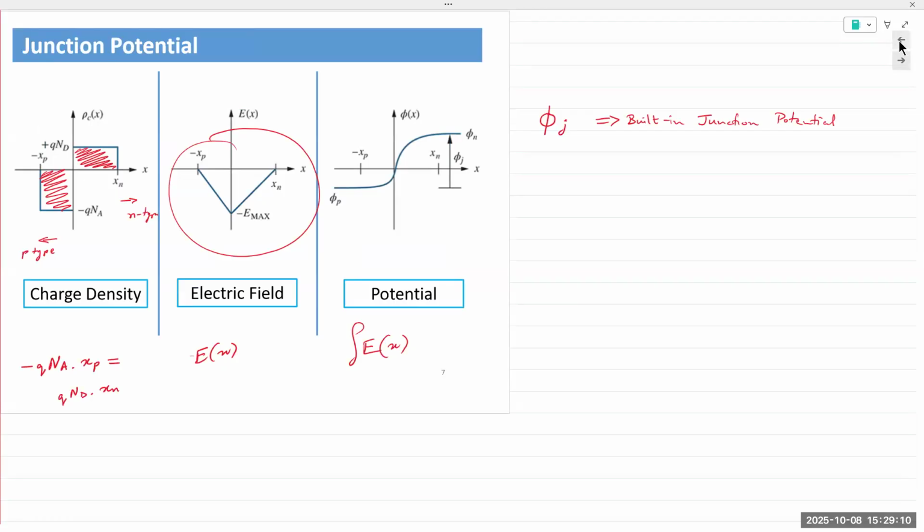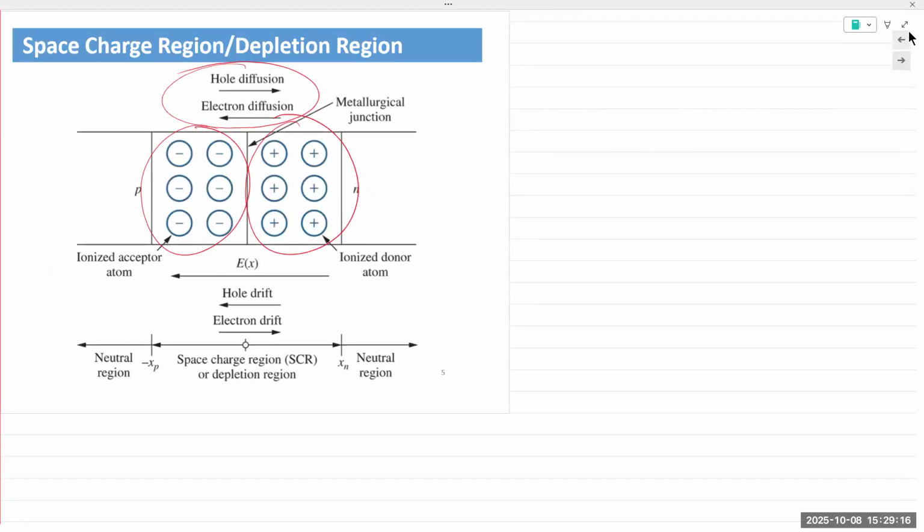So I think, let's see, one of the diagrams, I should have that. Yep, here you go. Positive on the right, negative on the left, pointing towards the left.